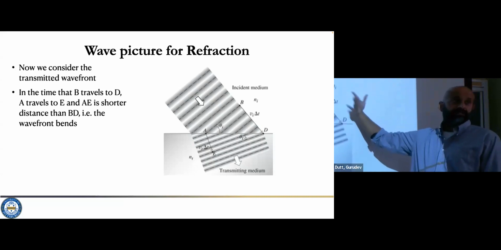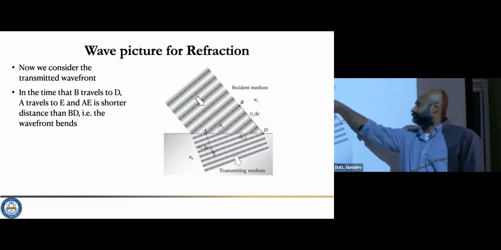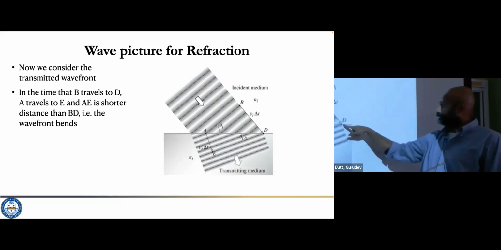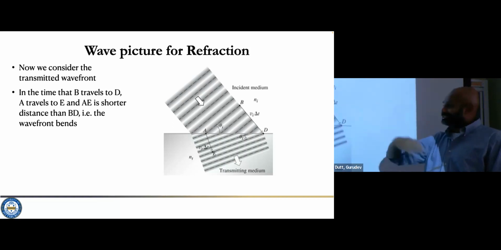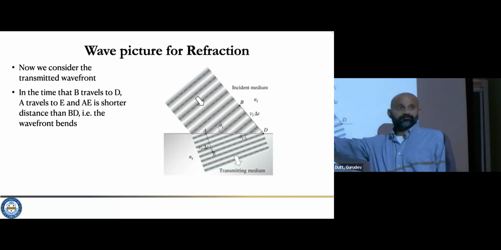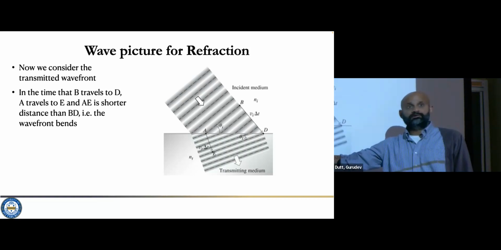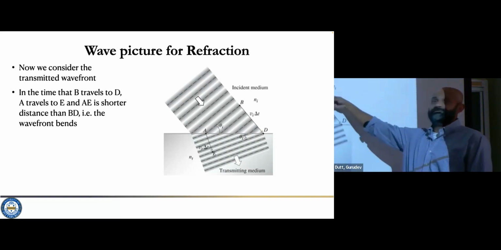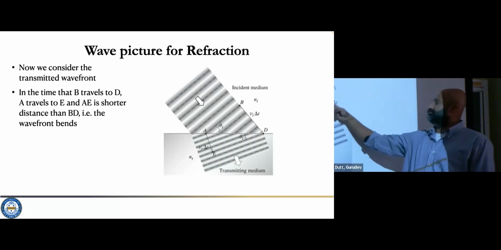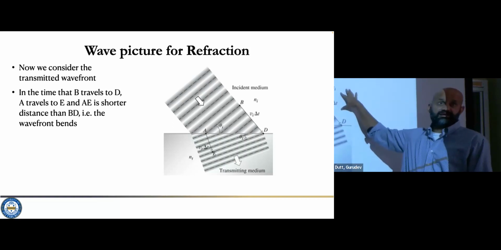Let's say it takes a time delta t for the incident wavefront from the point B to go to the point D. In that same time, the wavefront A goes to the point E inside the medium. Of course, we know the wavefront is traveling with the phase velocity VI, or just V, V1, whatever you want to call it, in the first medium, which is the incident medium.